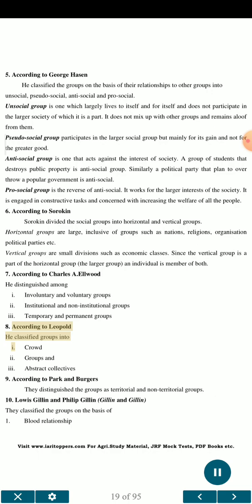8. According to Leopold he classified groups into 1. Crowd, 2. Groups, 3. Abstract collectives. 9. According to Park and Burgess. They distinguished the groups as territorial and non-territorial groups. 10. Lars Gillen and Philip Gillen, they classified the groups on the basis of 1.